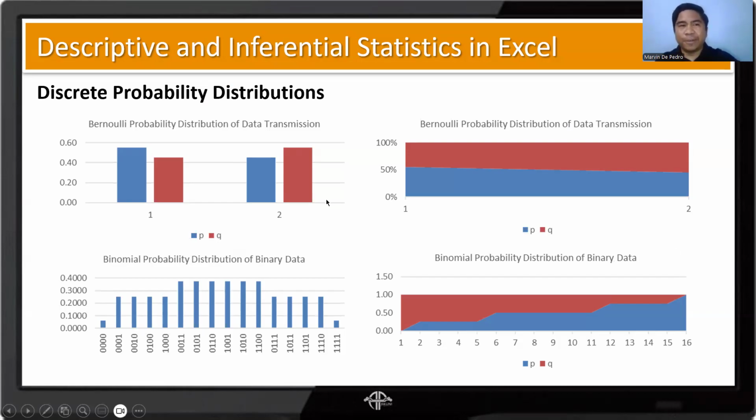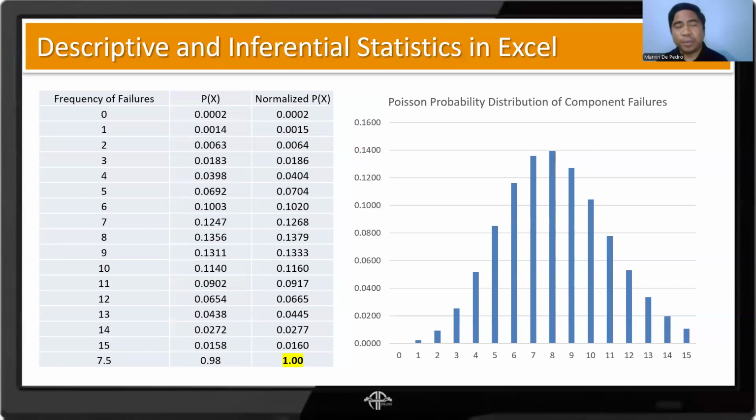Okay, so we have the Bernoulli and binomial as common discrete probability distributions. Next to that is the Poisson probability distribution. In this case, we no longer have only two possible options, but we have different options, and normally this is something about counting. When the data involved is about counting, like how many times we fail or we pass, then that's a Poisson distribution.